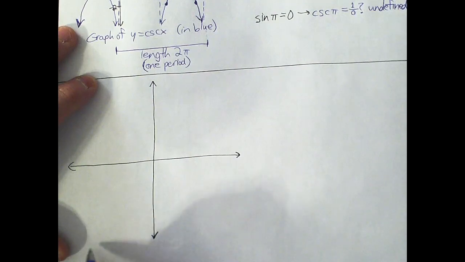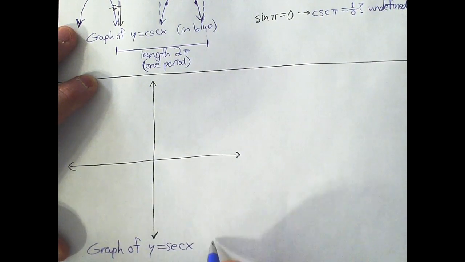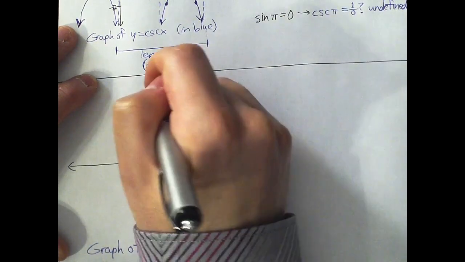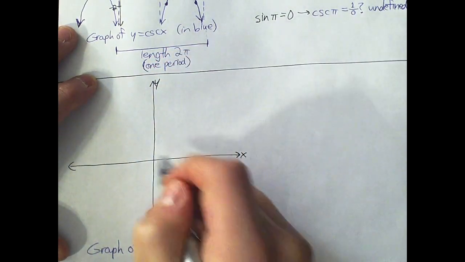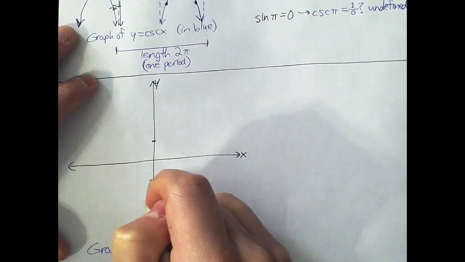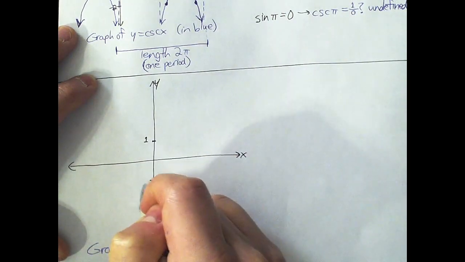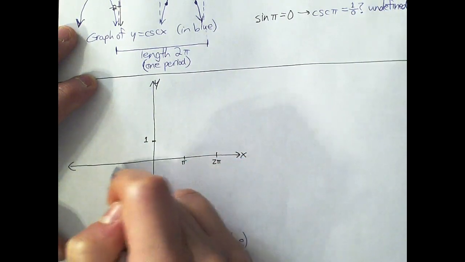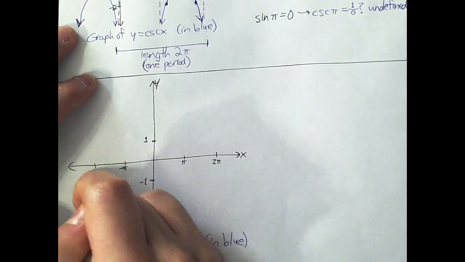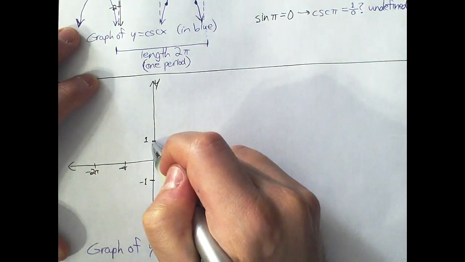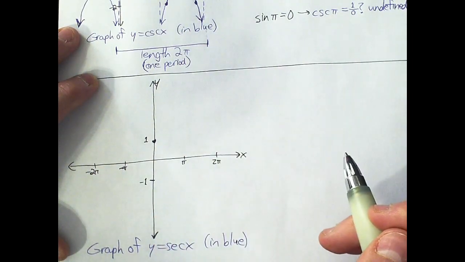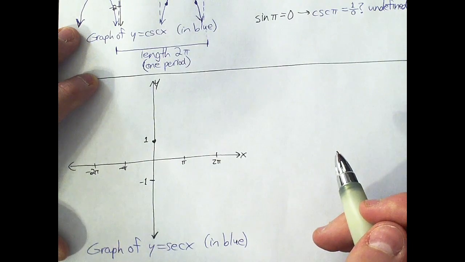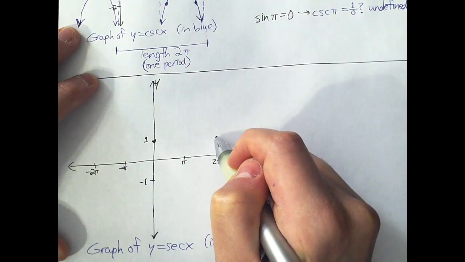So I'll say graph of y equals secant x in blue, but I'm going to draw a graph of cosine to base this off of. So let's say here's a height of 1, -1, and let's go out to about 2 pi. Here's pi, -pi, -2 pi. Graph of cosine, remember, cosine passes through a height of 1, and 2 pi later, it's back up there.